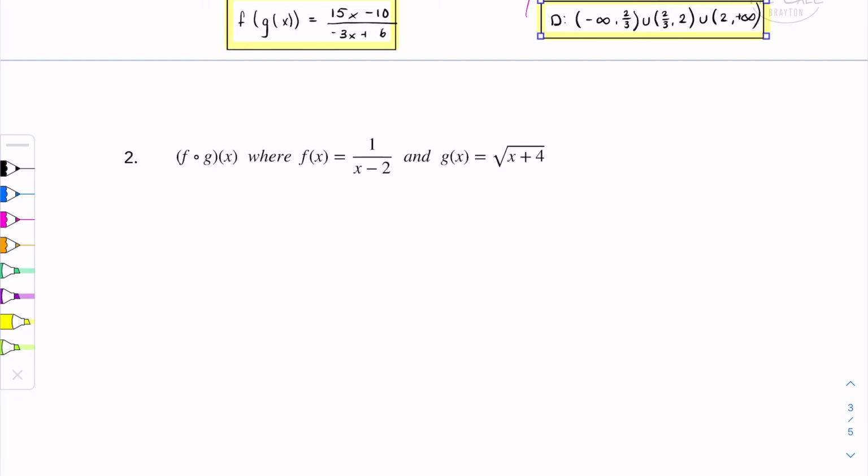For number 2, we have the expression f of g of x, where f of x is equal to 1 over x minus 2, and g of x is equal to the square root of x plus 4. Following the same order as above, step 1 is to find the composite function, f of g of x.